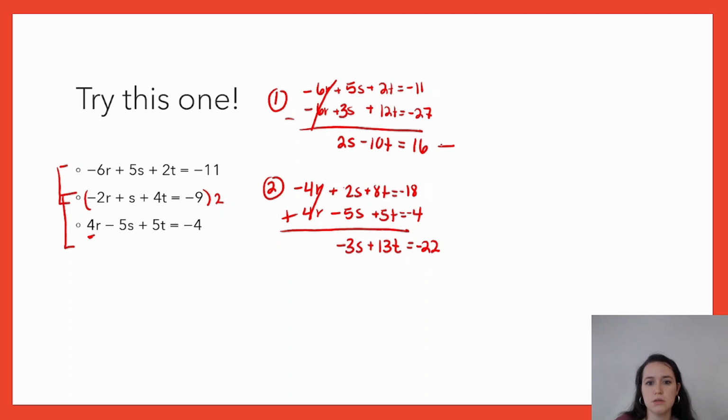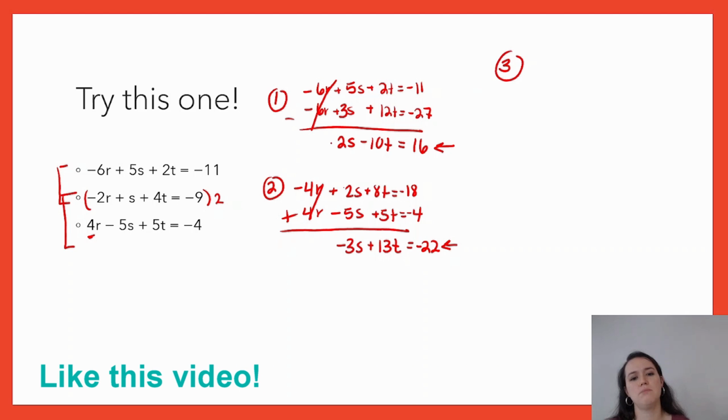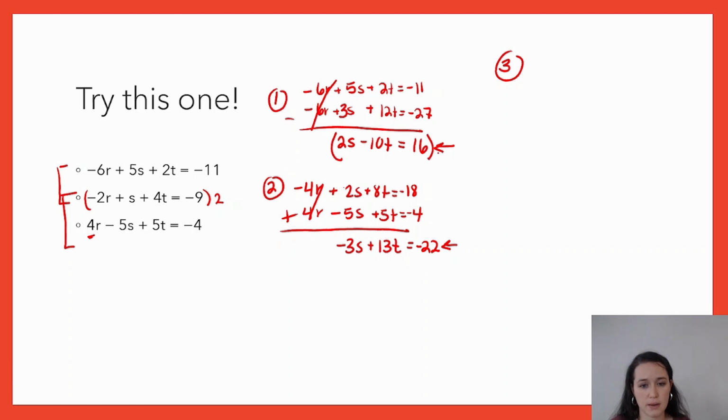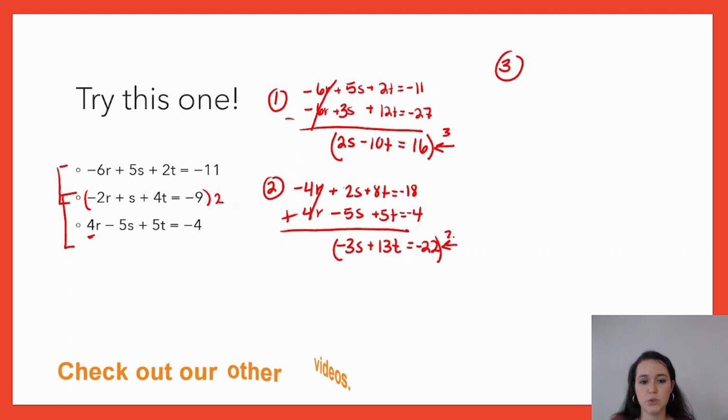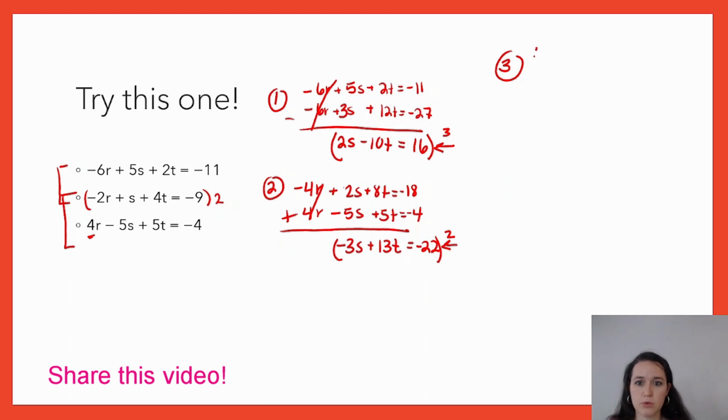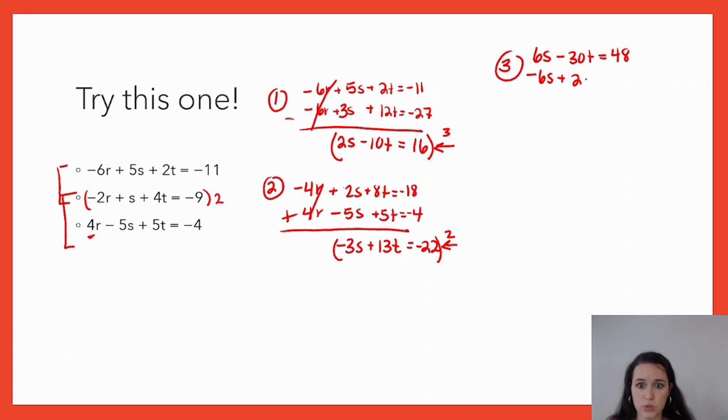Now I'm going to take this equation and this equation. I have s and t, they're the only ones left in my problem, and I'm going to go ahead and just solve. So let me go up here. I'm going to multiply, let's see, we can get rid of the s's. So I'm going to multiply this one by 3, and I'm going to multiply this one by 2. That way my s's both become 6 or -6, and then I can eliminate from there. So my top one becomes 6s minus 30t equals 48. Then my bottom one becomes -6s plus 26t equals -44.